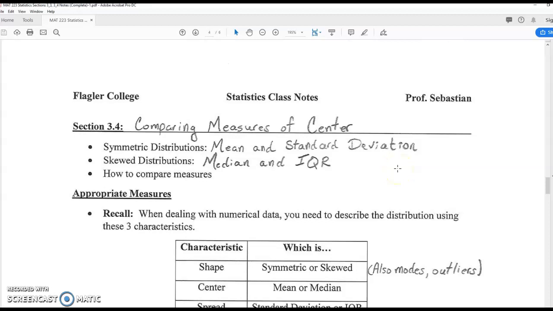Okay, hi again everyone. We're on our statistics class notes now on page 39. We're getting to section 3.4.